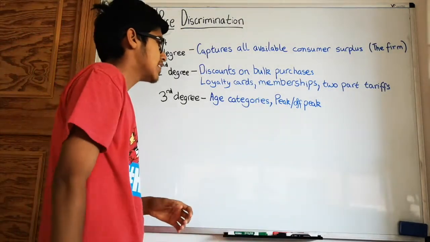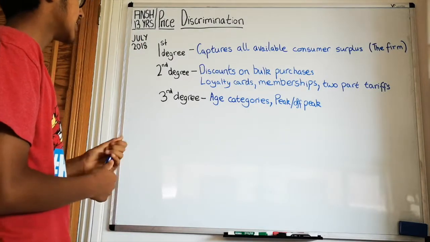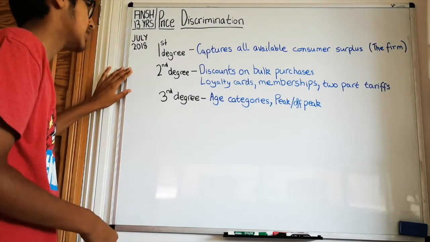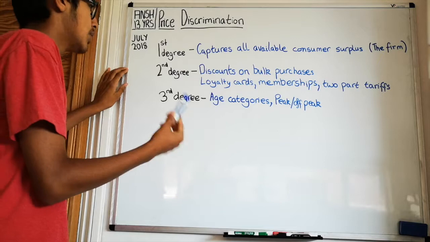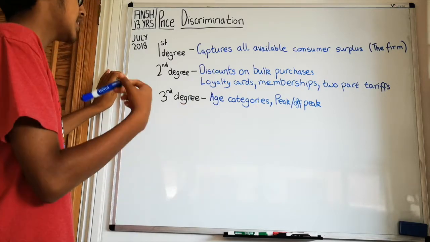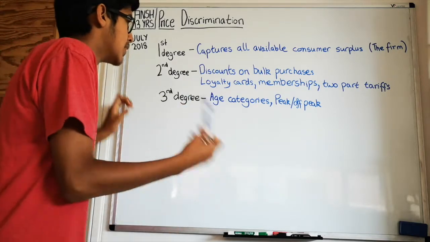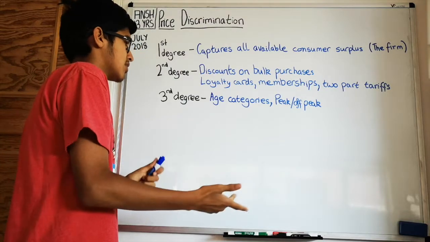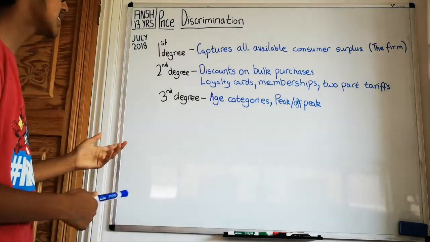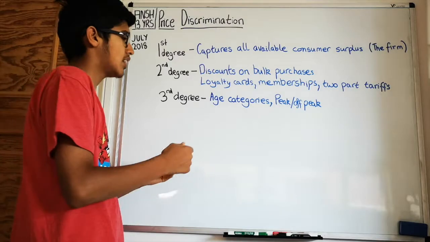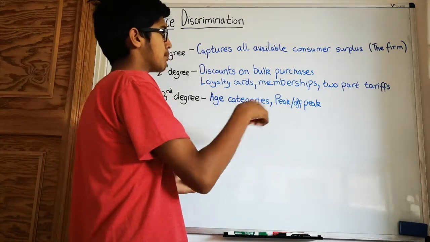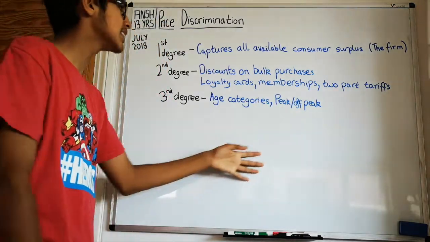Memberships and two-part tariffs are also an example of second degree price discrimination, since for the people who have the memberships, they have to pay less per unit after they've paid the upfront cost for the membership, and hence they get the discounts. You may be wondering that if they're getting the discounts, it might not be as good for the company, but it is good for the company.